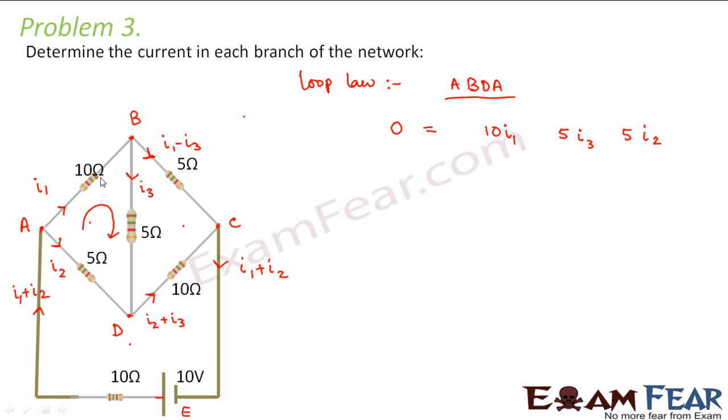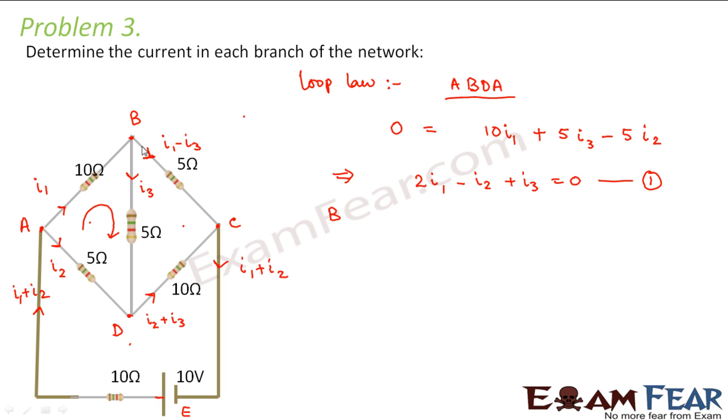I1 is in the same direction as my assumed direction, so it will be positive. I3 is also in the same direction as my assumed direction, so it will be positive. I2 is in the opposite direction to my assumed direction, so this will be negative. So we can write it as 2I1 minus I2 plus I3 is equal to 0. This is my first equation.